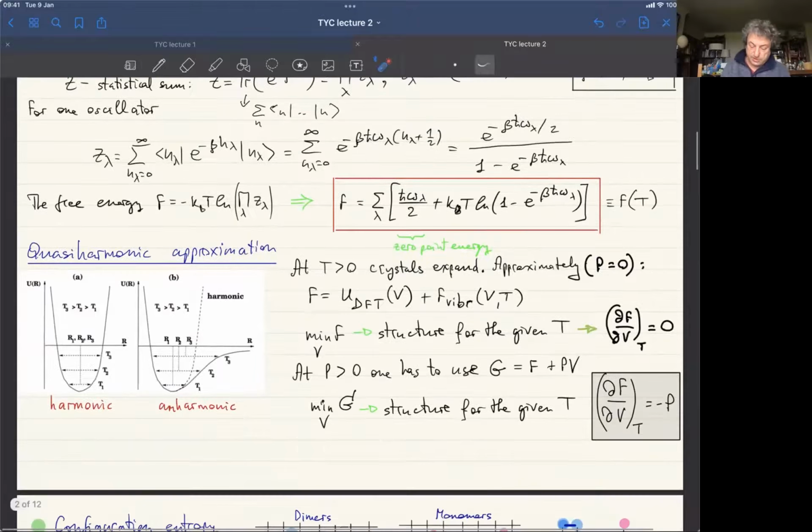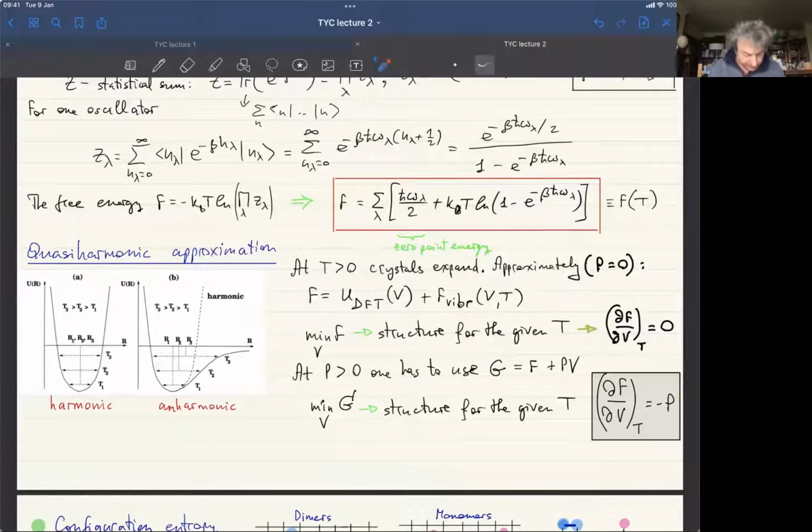If the pressure is not zero, for finite pressure, you have to consider Gibbs free energy instead. So you have this extra PV term added to the Helmholtz free energy. And in that case, you have to minimize Gibbs free energy with respect to the volume. And the equation you will obtain will be this. So this zero is replaced by minus P. So this is the equation you will have to solve. So you will perform exactly the same calculation, but instead of setting this derivative to zero, you will set it to the given pressure. But this way you will get the volume for the given pressure and temperature. So you will be able to get access to thermodynamics of crystals.